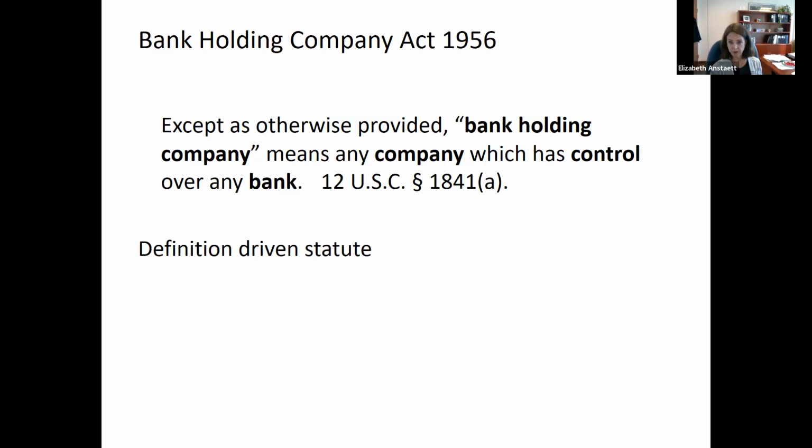Control is also broadly defined. It includes any company which owns or controls 25% or more of a bank. And even below the 25%, the FRB can determine that there is control. And it can be control of the voting stock. It can be control of the election of the board of directors. Again, it's very broad. And so what is interesting is that the tricky definition is the word bank. And that was one of the cases that we read for today.